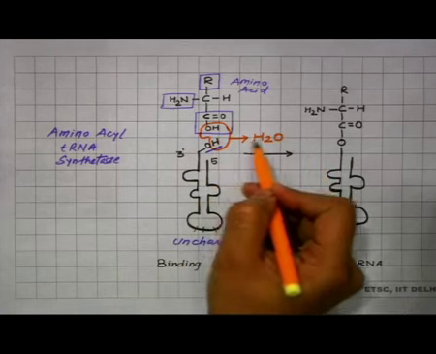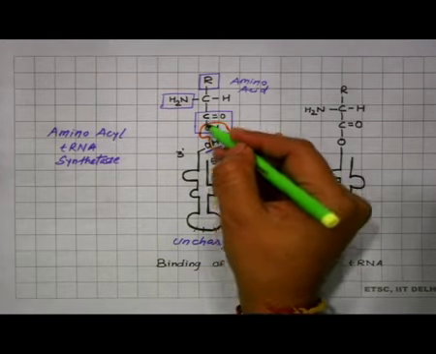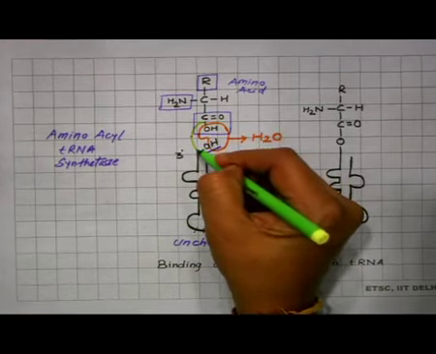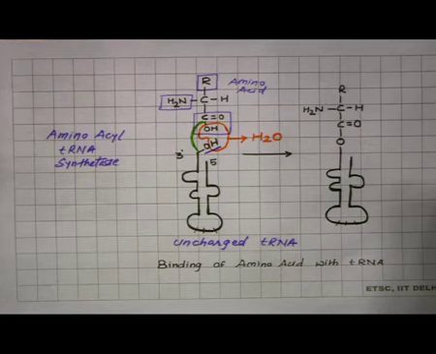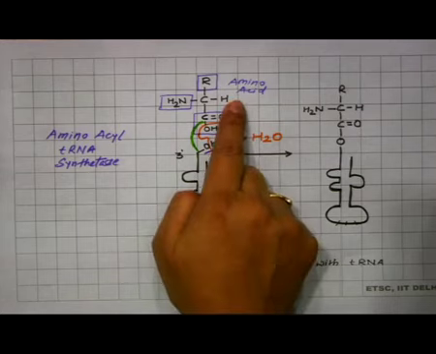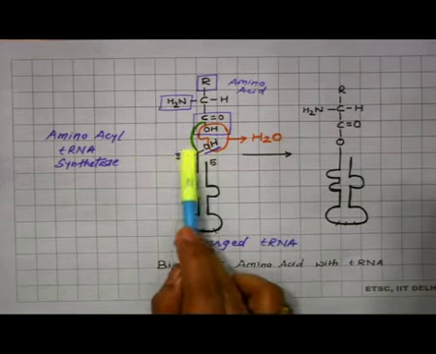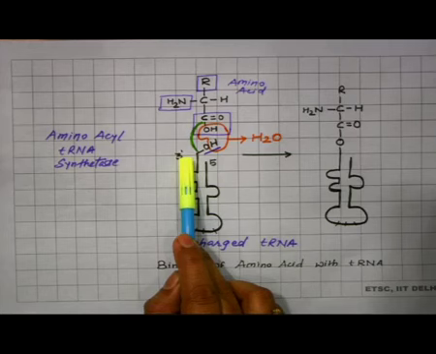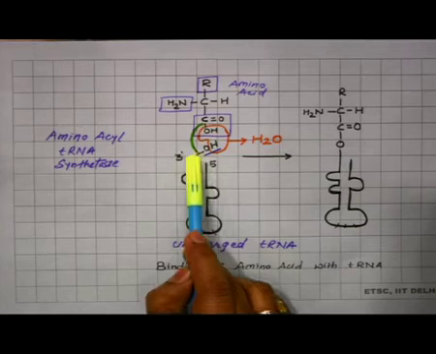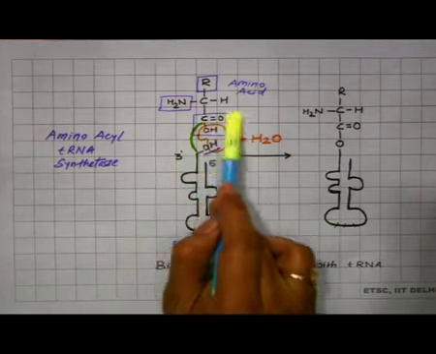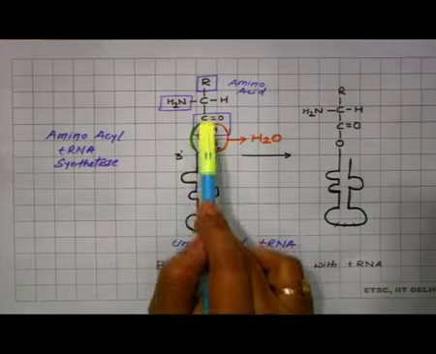Now, this H2O will be released from here, and this amino acid will combine with the 3' end with a covalent linkage. So, you always remember that the amino acid will always combine at the 3' end of the charged transfer RNA, and at the 3' end always the C part, the C terminal of the amino acid, will combine.